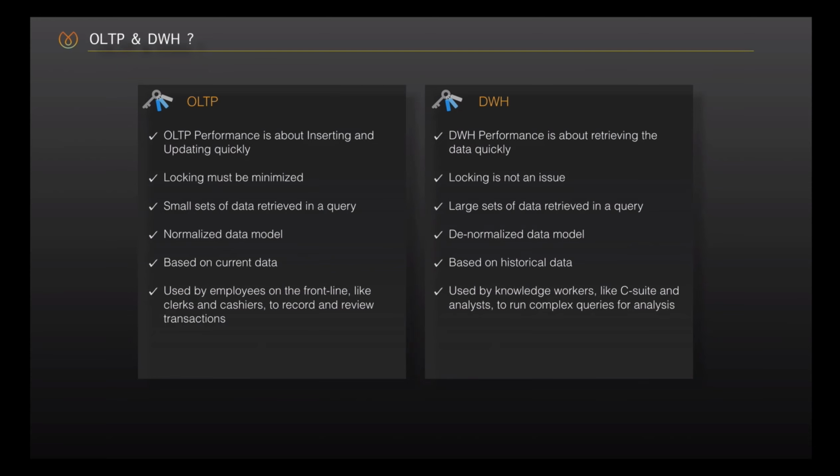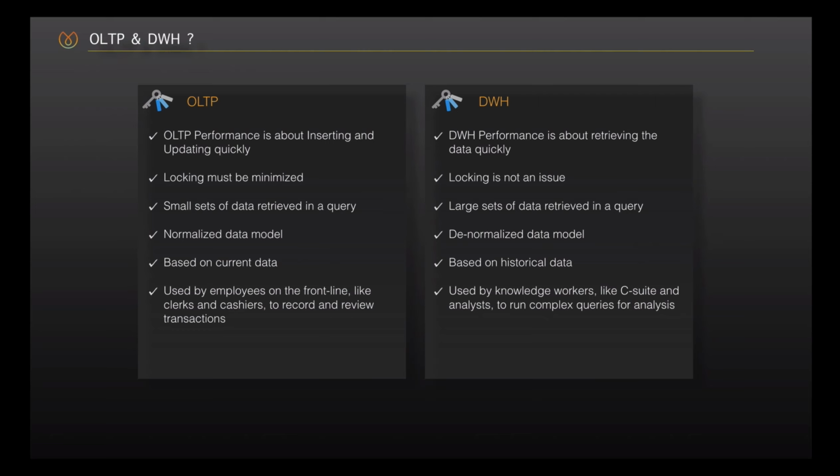Performance of OLTP systems is measured by fast insert and update. But for data warehouses, retrieving the data quickly is the main objective. Locking must be minimized in the OLTP system, but for data warehouses, it is not an issue. And in an OLTP system, we are able to answer some simple questions with small sets of data, like what is the invoice number of a specific customer or organization, but data warehouses are focused on large sets of data with complicated queries that show trends, strategy, performance.